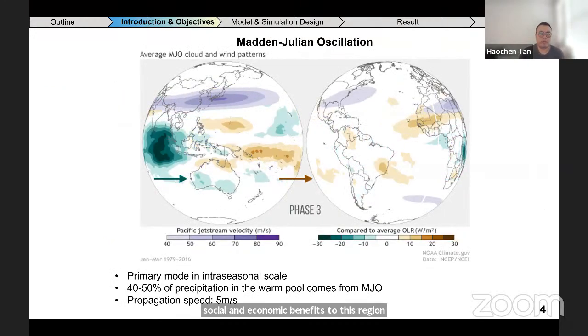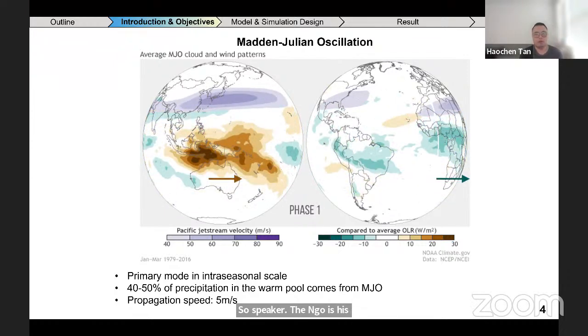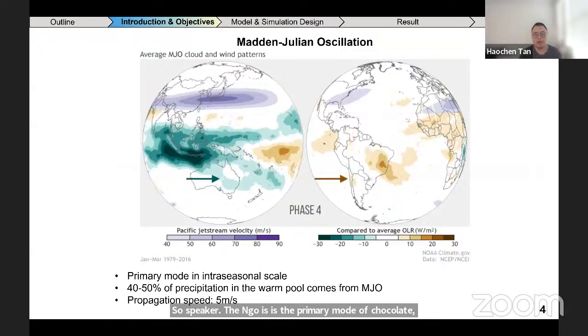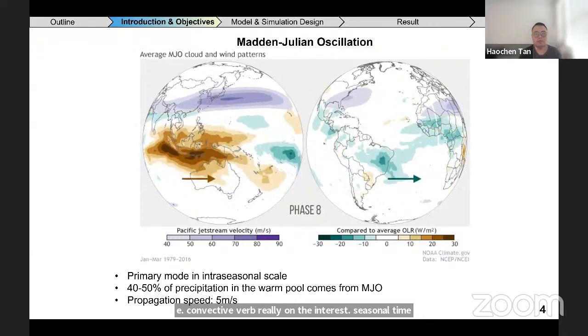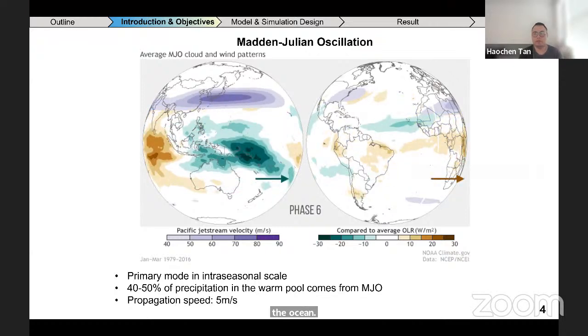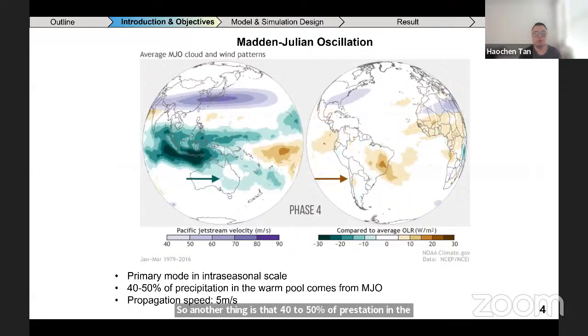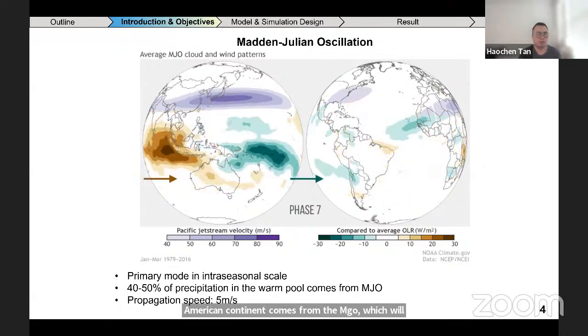Speaking of the MJO, it is the primary mode of tropical convective variability on the intra-seasonal time scale, and it is over the Indian Ocean to the Western Pacific Ocean. Another thing is that 40 to 50% of precipitation in the maritime continent comes from the MJO, which will further contribute to the global precipitation.